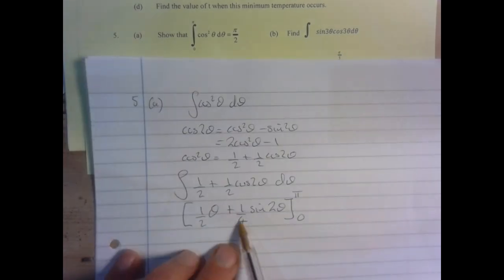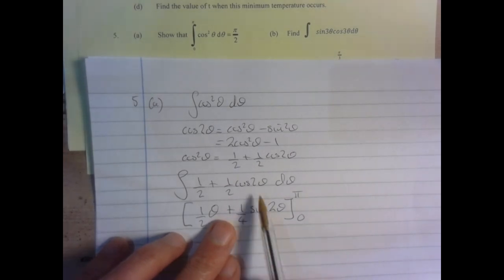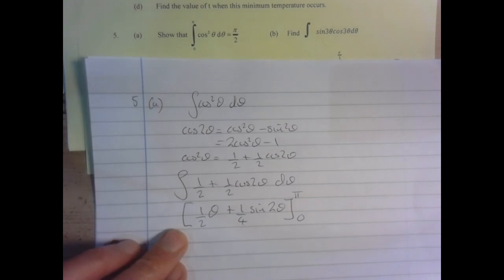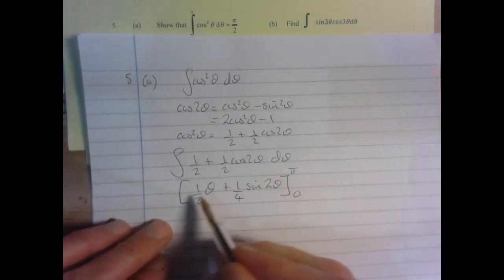I can just check this by differentiating that. Sine differentiates to cos times the power, so I'll get a half cos 2 theta, which is what I want. And if I differentiate the other term, obviously I'll go back to a half. All good. So now I'm just going to put in my limits.